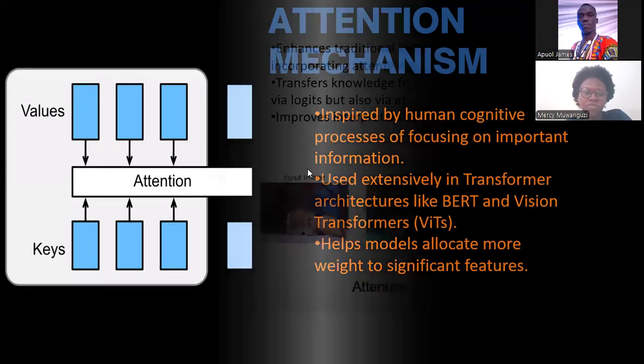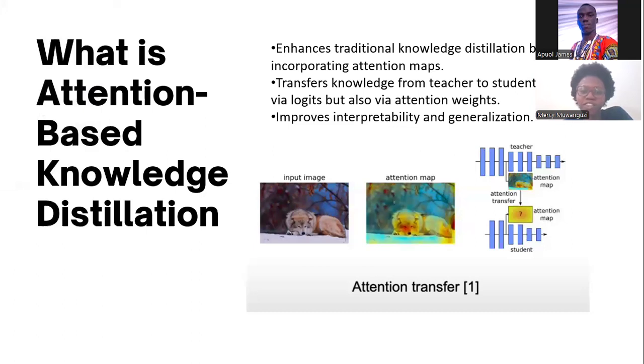Attention-based knowledge distillation. Just the way you'd be in a club having a conversation with your colleague and you try to focus on what your colleague is saying and ignore everything else, the other noises around you, that's what happens in the attention mechanism. So when we bring in knowledge distillation, the attention mechanism is brought in to enhance what the traditional distillation methods could not do. And it does this by incorporating attention maps. The attention maps transfer knowledge from the teacher to the student, not with just the logits, but also using attention weights. With attention incorporated into knowledge distillation, there will be improved interpretability of the model, and improved generalization of the model.